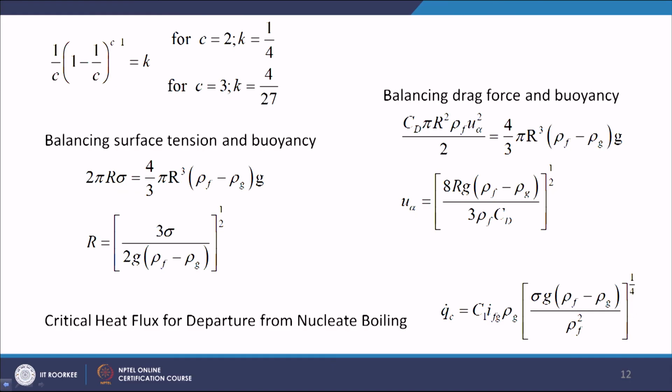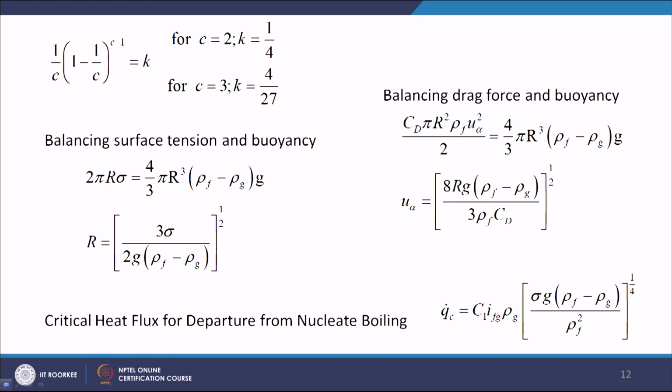Then, to obtain the final value of the critical heat flux, let us balance the drag force and buoyancy. If you balance the drag force and buoyancy, this is the drag force, CD into pi r square into rho f into u infinity square by 2, and this is your buoyancy force, 4 by 3 pi r cube is the volume multiplied by the density difference into g. So, you will get the terminal velocity u infinity in this fashion, where r is also there.